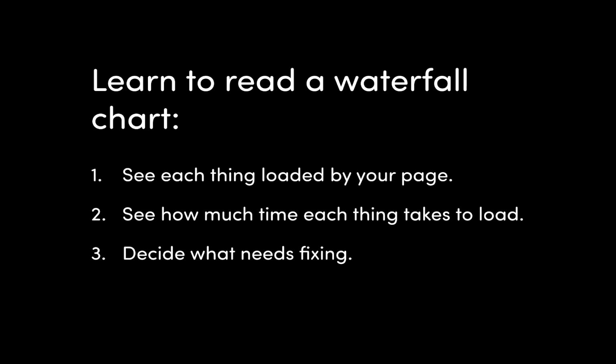So I'm going to teach you how to read a waterfall chart. So you're going to basically see each thing that's loaded by your page, and then you're going to see how much time each thing takes to load. So things loaded by your page might be the page itself, images on the page, fonts used by the page, tracking scripts, plugin styles, plugin scripts, that sort of thing. And you're simply going to go through this list, see how much time each thing takes to load, and then anything that's not essential, we're going to remove, and anything that's slow, we're going to optimize. So it's going to be simple and straightforward.